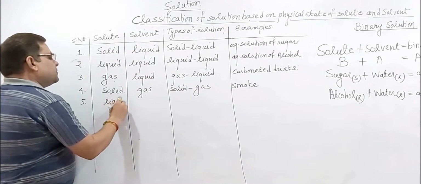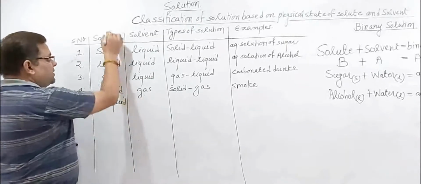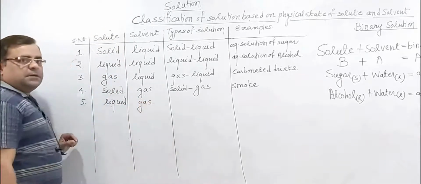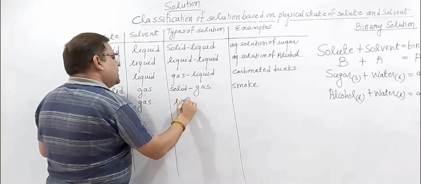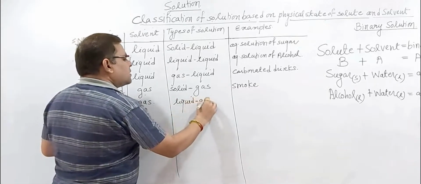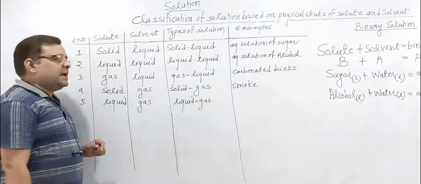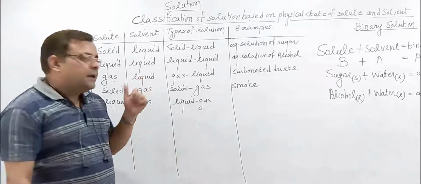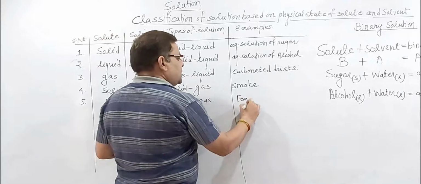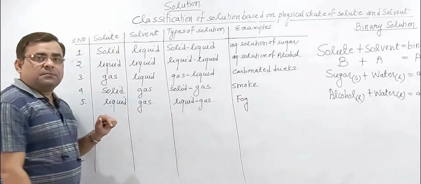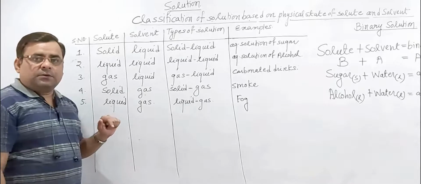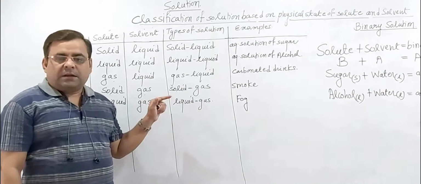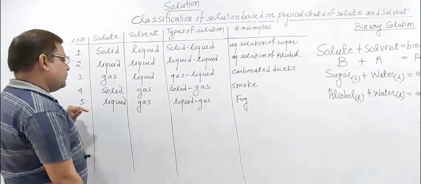And the next type of solution having gaseous solvent is liquid in gas solution. A binary solution in which solute is present in liquid state while the solvent is present in gaseous state is called liquid in gas solution. And what is the example of liquid in gas solution? Humidity in air, like fog. It is a good example of liquid in gas solution.